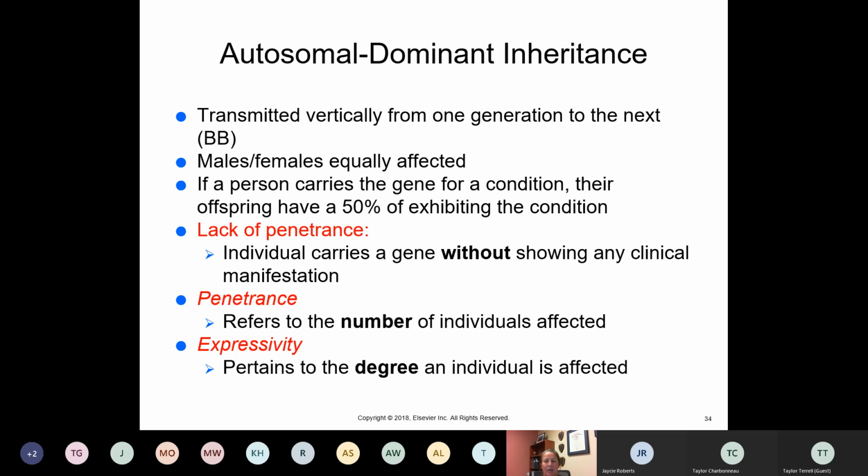Expressivity is the degree to which an individual is affected. Depending on what we're talking about, it could be that someone is affected more drastically than another person. So that's expressivity. How much of that gene is expressed in your physical appearance?